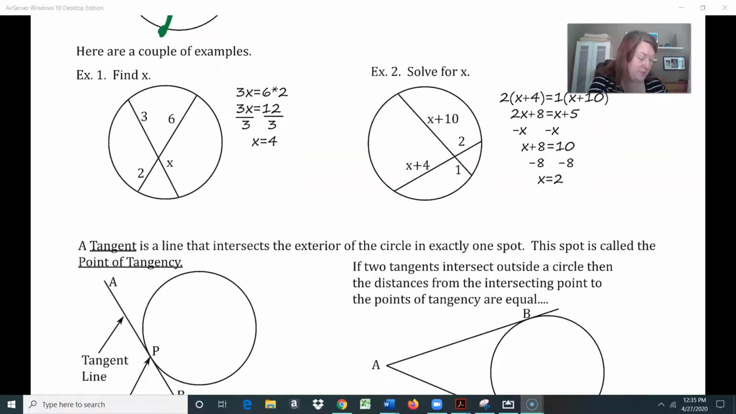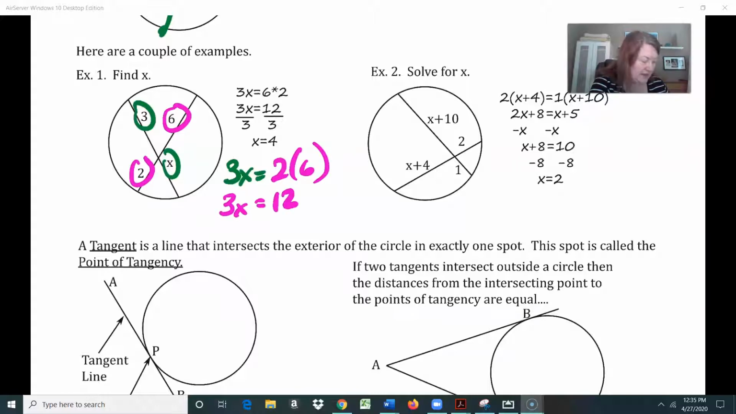So here's a couple examples. Okay, so I know that 3 and X are going to go together, and then on the other side, I have 2 and 6 are going to go together. So if I wanted to solve what X is, I would get X equals 4. So this must be a 4 to make that work. Then we'd have 3 times 4 and 2 times 6, and those would equal.